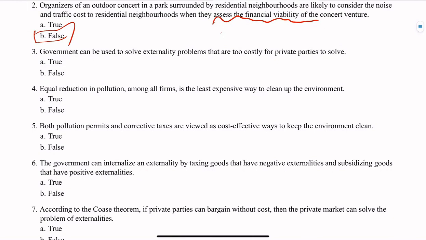Government can be used to solve externality problems that are too costly for private parties to solve. We discussed this, right? In the example of 1,000 residents versus the factory, we said in that case, if it's too costly for these 1,000 residents to negotiate with the factory, then it's possible they will not be able to achieve this efficient outcome. So now, let's say the environmental agencies can actually help these 1,000 residents, or the environmental agencies can just directly regulate this factory that pollutes the river, right? Okay, so this is true.